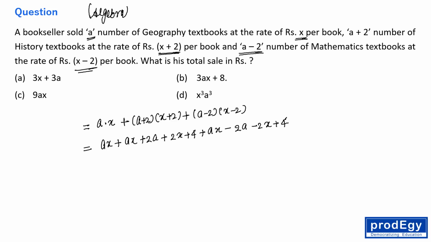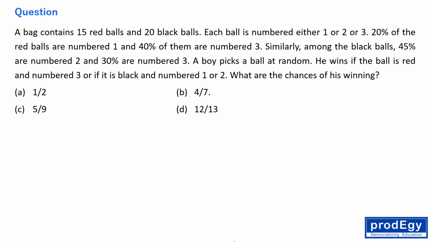So anything that can be cancelled will be cancelled. So 2A is cancelled with 2A, 2X is cancelled with 2X, right? Now AX will be added, so this becomes 3AX. Now 4 plus 4, this is 8, right? So the answer is 3AX plus 8. Option number B is correct, right? Okay, let's move to another one. Let's talk about the next question.